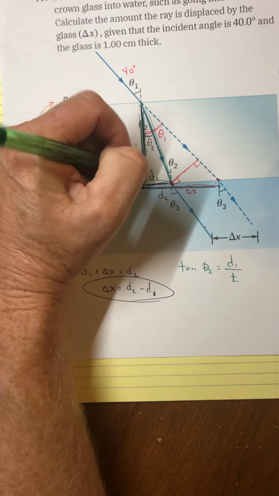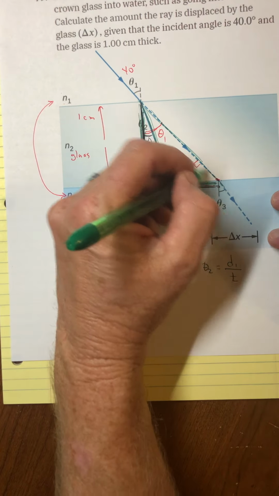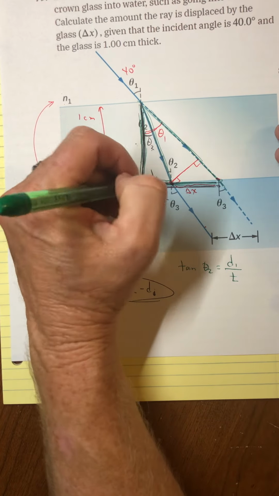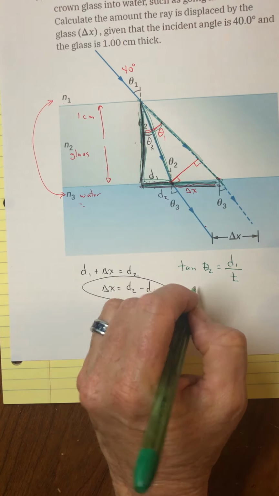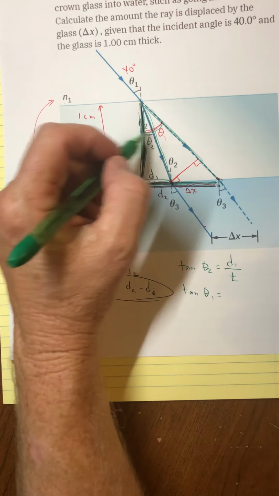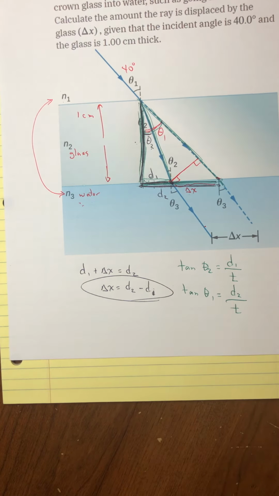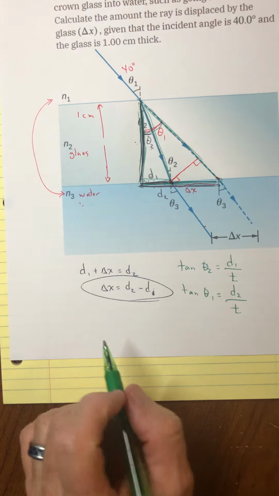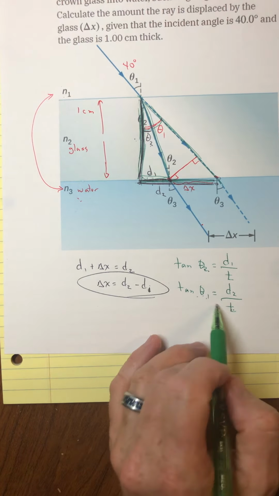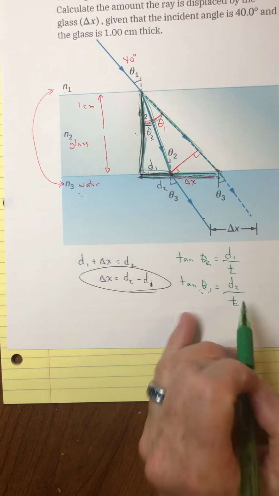Whereas if I look at a triangle that has the thickness and then has this D2, making a triangle where the light would have gone had it not refracted, and that would make an angle of theta 1. I can do the same logic and say the tangent of theta 1 is this D2 over the thickness. Again, knowing the angles and the thickness, theta 1 is given, the thickness is given, that'll easily give us D2.